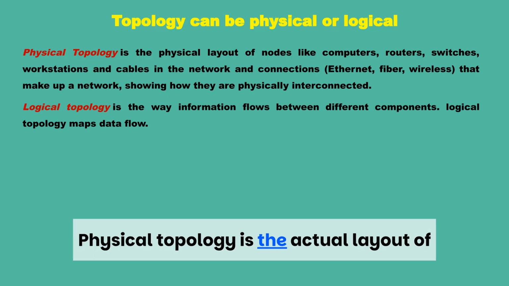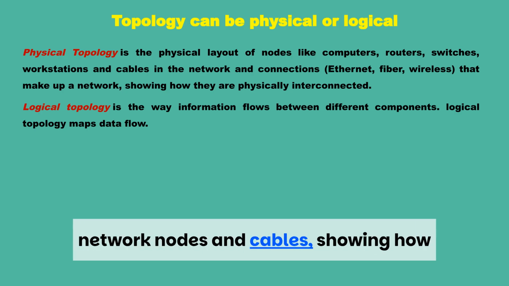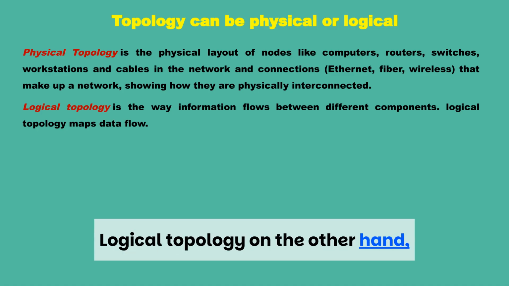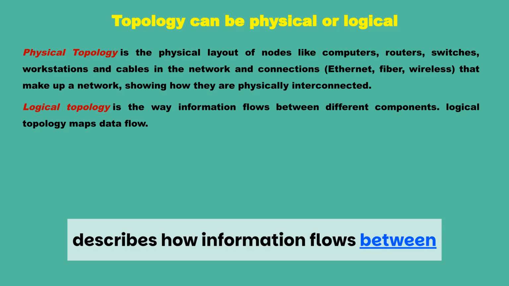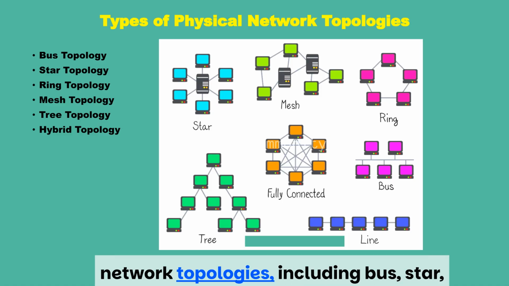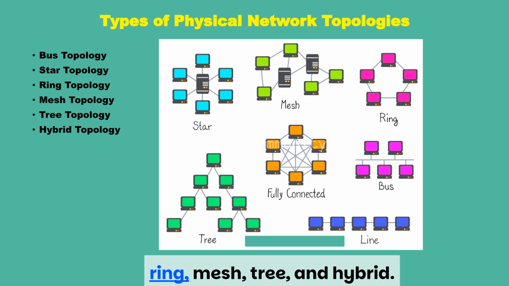Physical topology is the actual layout of network nodes and cables, showing how they are physically interconnected. Logical topology, on the other hand, describes how information flows between different components. There are several types of physical network topologies, including bus, star, ring, mesh, tree, and hybrid.